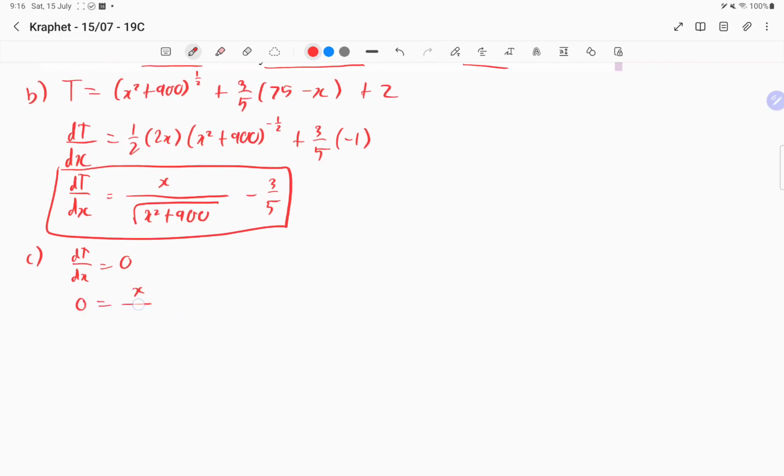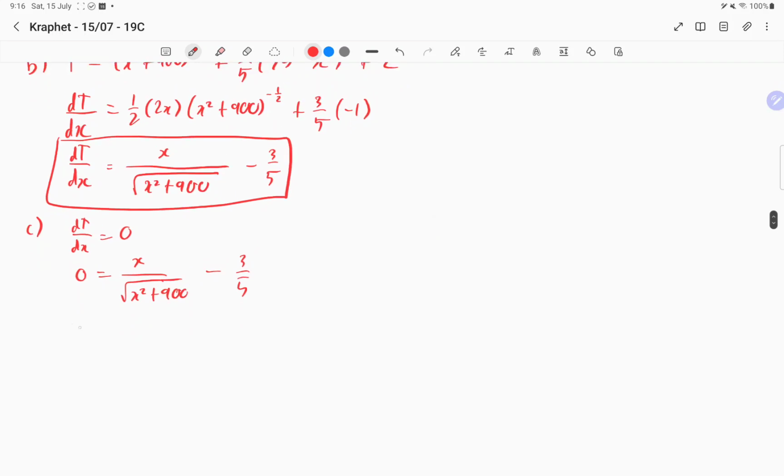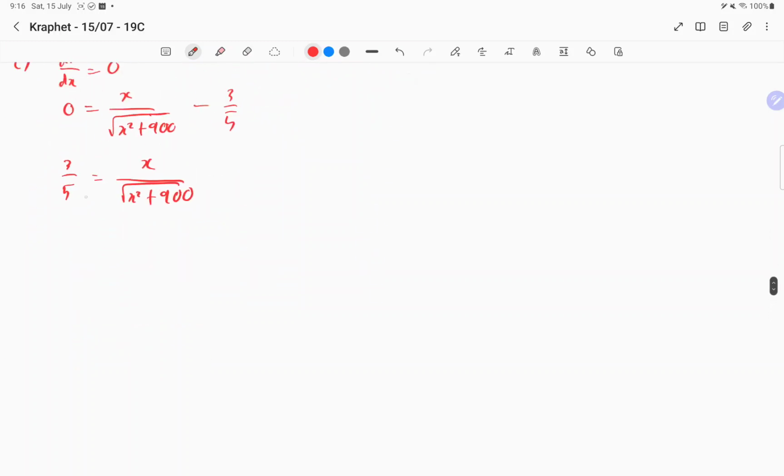So 0 equals x over the square root of this thing, and then minus 3/5. Bring the 3/5 over there. I get this part here, can't do much about it. I can't write anything shorter than this, it's not safe. And then do the cross multiply.